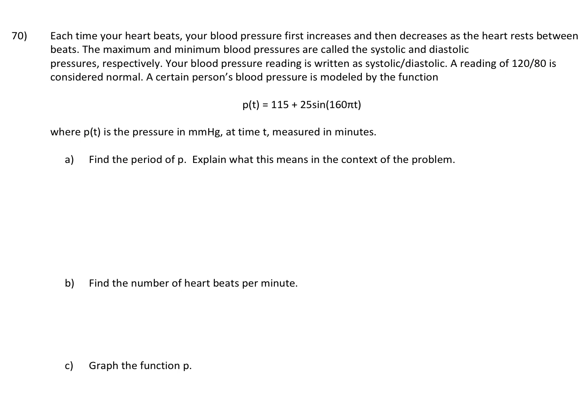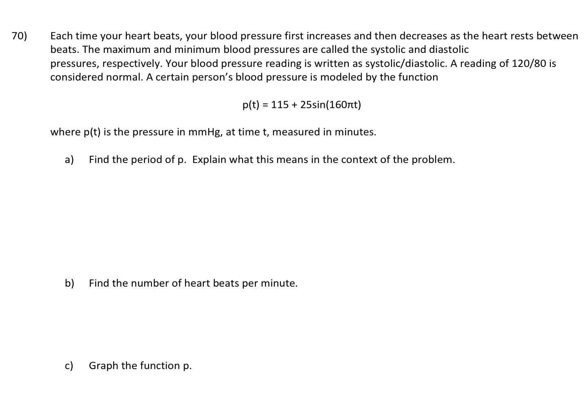All right, and if you can flip to the next page in the packet, we're also going to take a look at number 70. So number 70 says, each time your heart beats, so this one is again about blood pressure, you could see. Each time your heart beats, your blood pressure first increases and then decreases as the heart rests between beats. The maximum and minimum blood pressures are called systolic and diastolic pressures, respectively. A reading of 120 over 80 is considered normal.